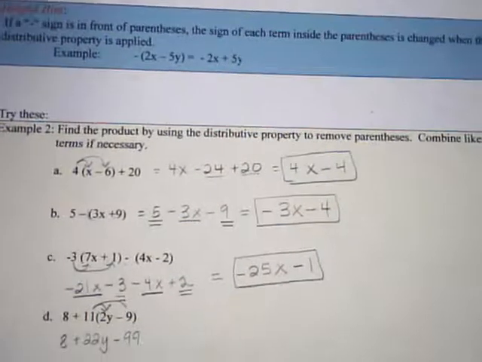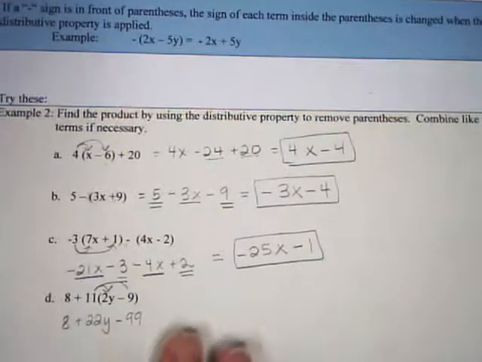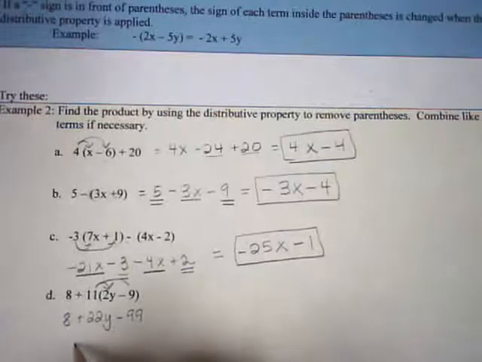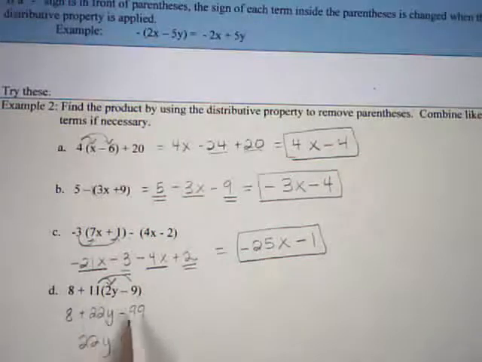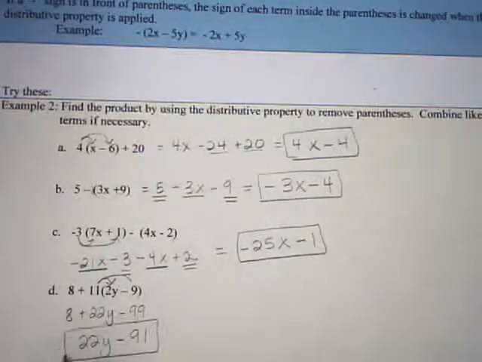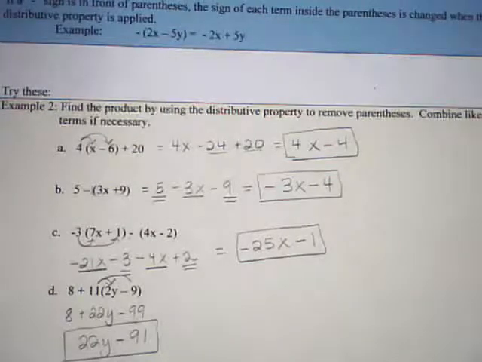Then I can put together whatever terms are alike now that my parentheses are gone. I always like to bring the variable term first, 22y. I have a positive 8 and a negative 99, so I'm going to be subtracting. Take the sign of the higher number, which would be negative 91. So my answer would be 22y minus 91. This is part 3 of section 1.8, using the distributive property to simplify expressions and to clear parentheses from your problem.